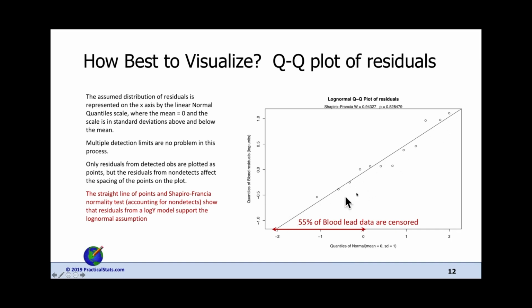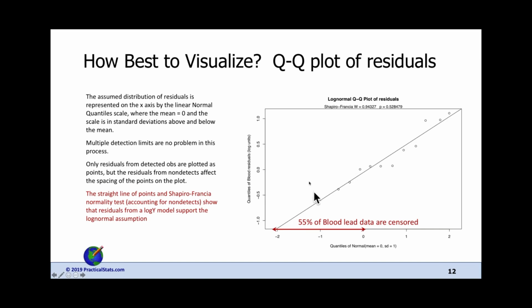We don't have points here for the non-detects because we don't have the unique number that would be needed to plot them. But what we do have is the proportion of them. So we know that there were 55%. That goes up to about a value of 0 on quantiles of a normal distribution. The mean and median are at 0. And so the lower half of the data are mostly non-detects. And so they would be in here, and their positions, the proportion of them, spaces out the positions for the detected observations. So that's how they affect the QQ plot.